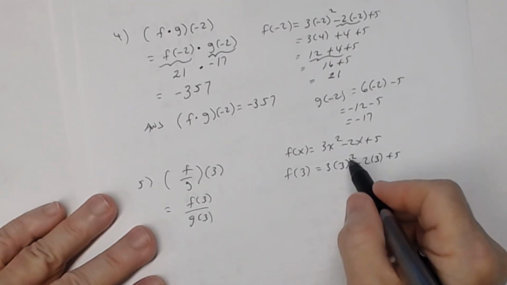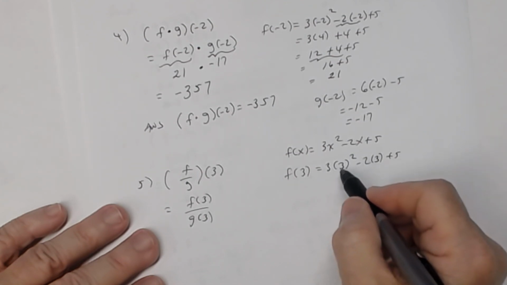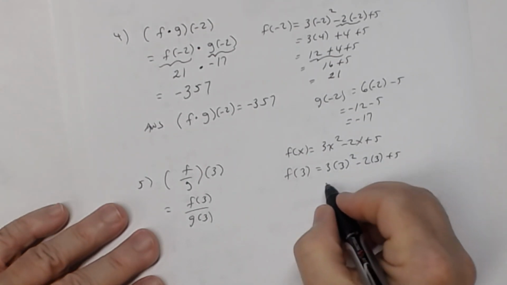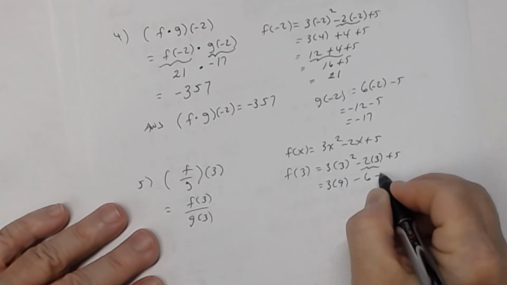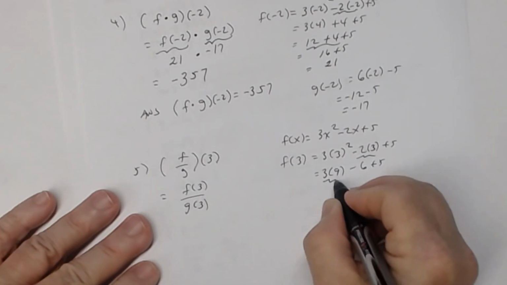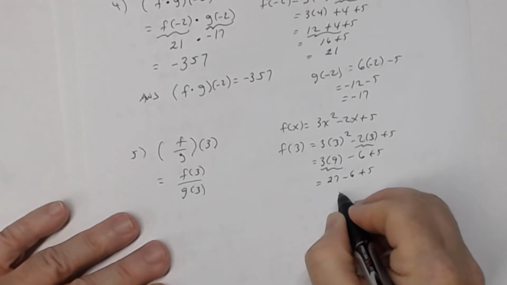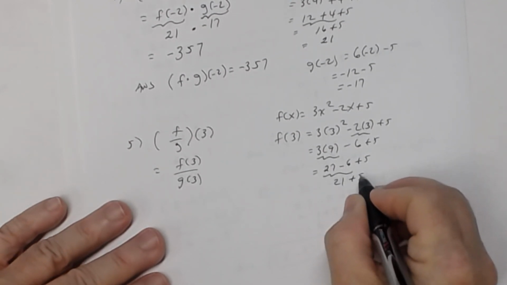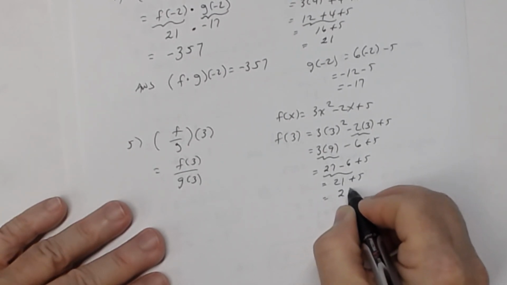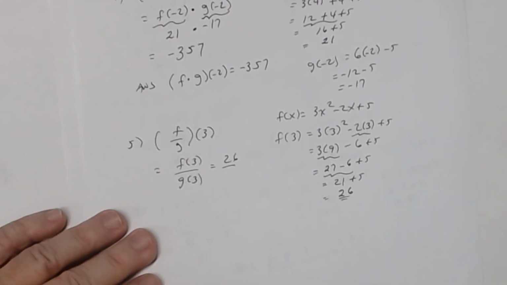Order of operations, you have to do exponents before you multiply. 3 times 3 is 9. So this becomes 3 times 9 minus 6 plus 5. 3 times 9 is 27, so I get 27 minus 6 plus 5. 27 subtract 6 is 21, and 21 plus 5 is 26. So that's 26, that's your numerator.